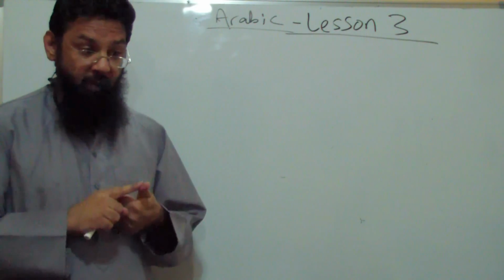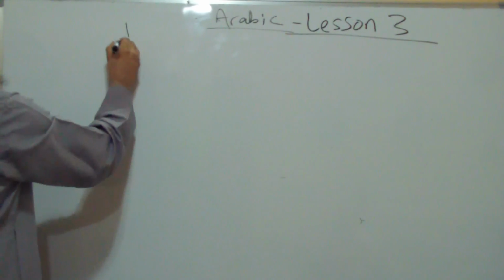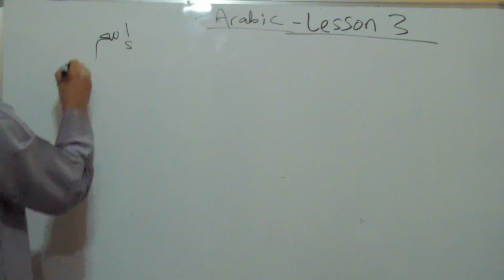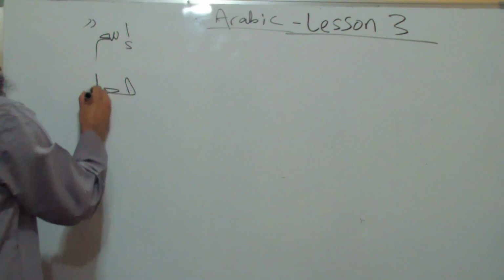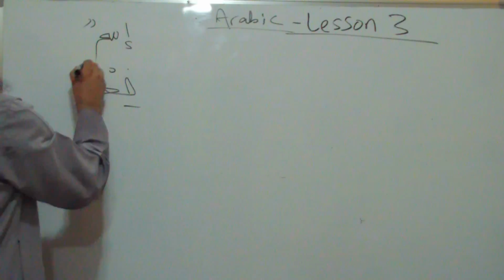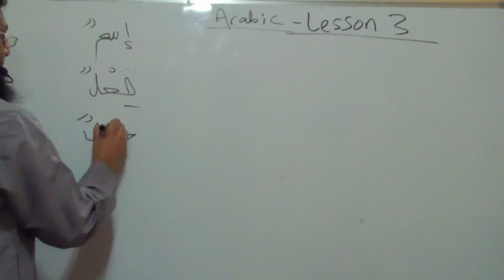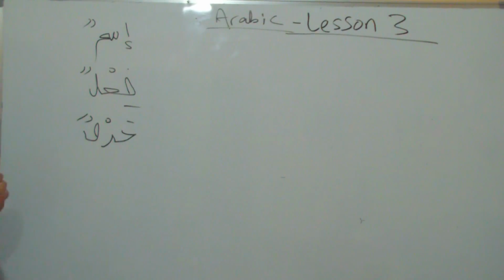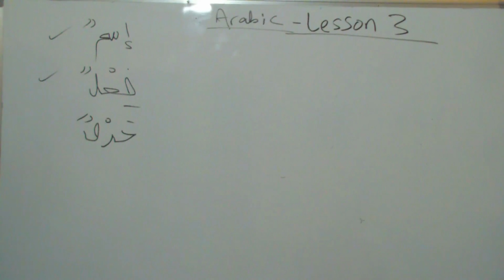So we've done lesson 1, which we covered. Now we're going to use Arabic for this. Ismun, fi'lun, and harfun, yeah? Okay, so these were the 3 types of Arabic words. So we covered all 3. No, we covered ismun and fi'lun in the first lesson.